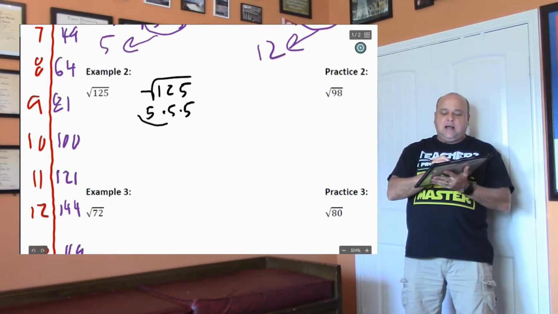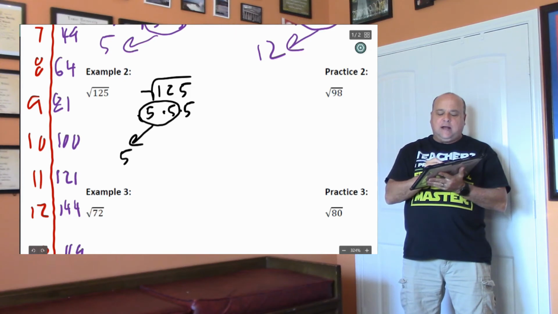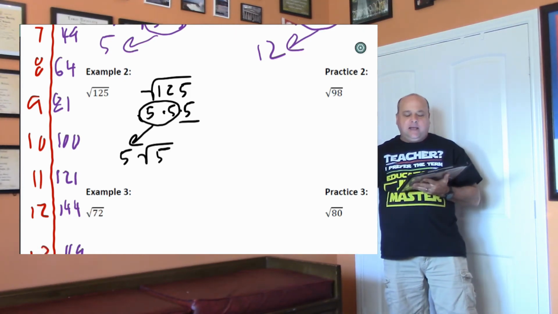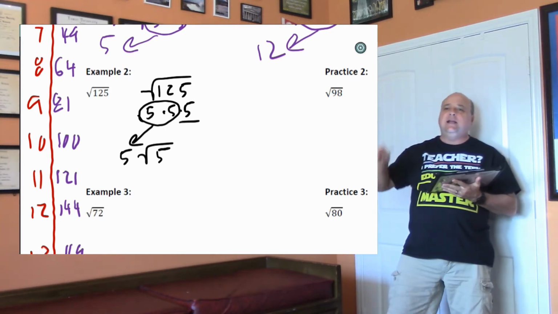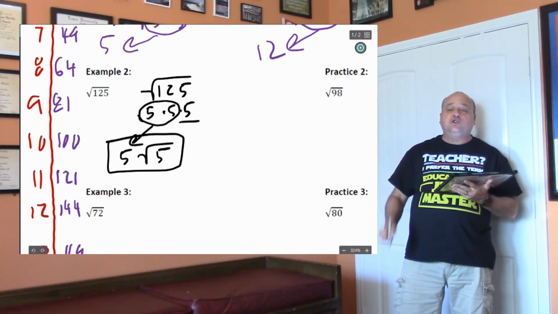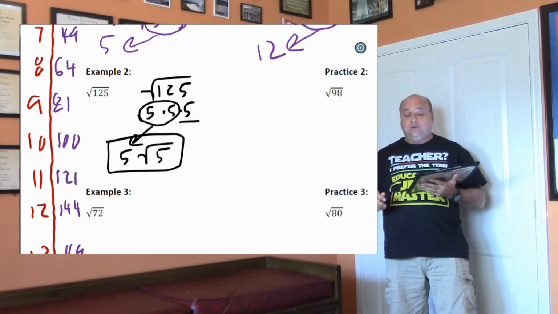Circle the pairs. I could circle one set of 5, right? The number you circle goes outside. The number you do not circle stays inside. Guess what happens if I punch in 5 square root of 5? I'll get the same exact answer as the square root of 125. This is how you will write your square root answers from now on. You will not estimate them to decimals.